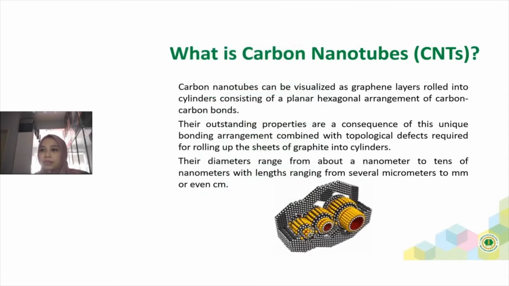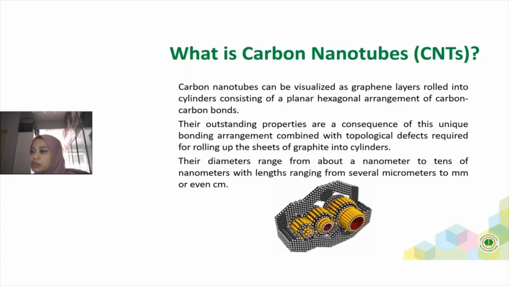To begin with, what are carbon nanotubes? Carbon nanotubes can be visualized as a graphene layer rolled into a cylinder, consisting of a planar hexagonal arrangement of carbon-carbon bonds. They are bonded with van der Waals forces. Their outstanding properties are the consequence of this unique bonding arrangement combined with topological effects, such as the zigzag and the armchair, which contribute toward whether they are conductive or non-conductive. That is determined by rolling up the sheets of graphene into cylinders.